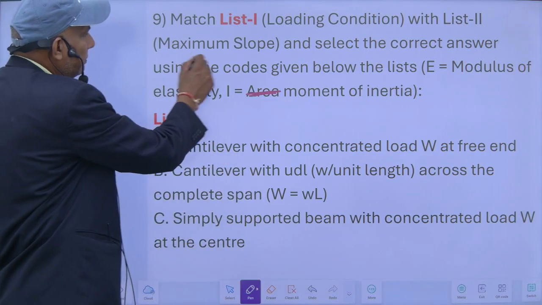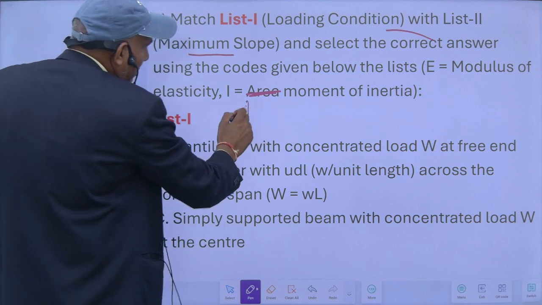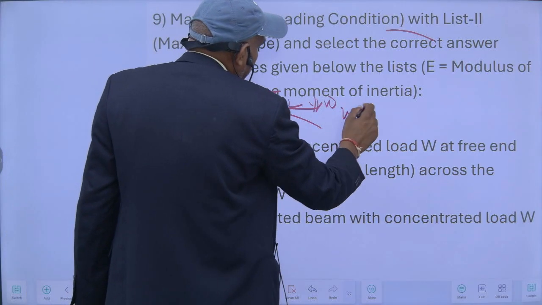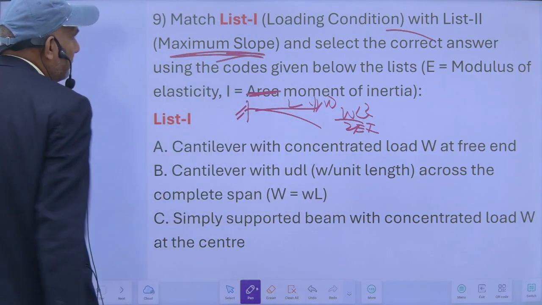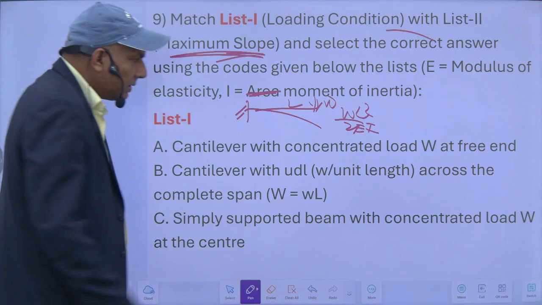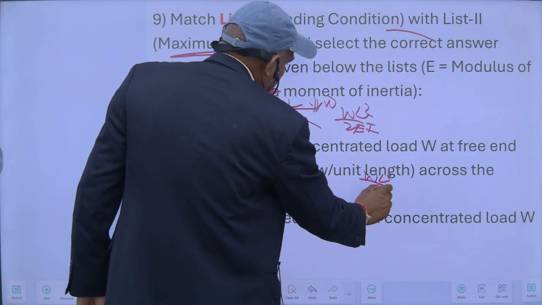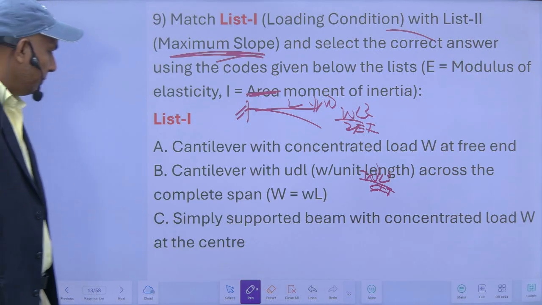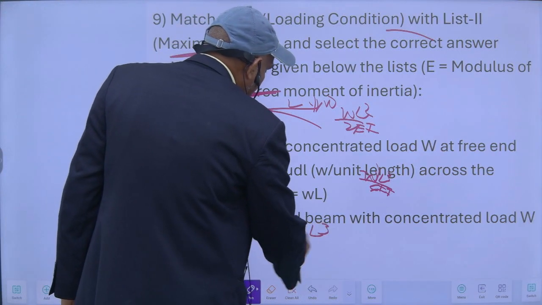So the maximum slope in case of a cantilever with concentrated load at the free end will be WL square upon 2EI. In the case of a cantilever with UDL, it will be WL cube upon 6EI because of UDL. For a simply supported beam with concentrated load at the center, it will be WL cube upon 48EI.